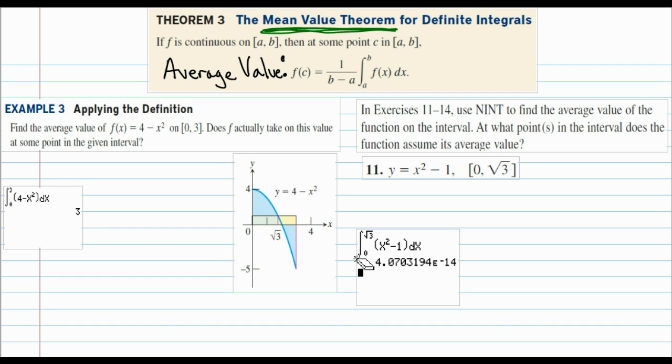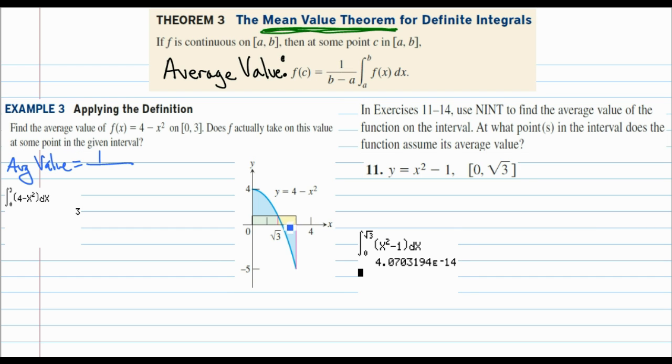So the average value, according to our little theorem here, is going to be 1 over the span of x values, so 3 minus 0, times the integral from 0 to 3 of f of x, or 4 minus x squared dx. I used my calculator because I don't know how to find that integral just yet. We will soon, but I don't now. I know how to use my calculator, find the integral from 0 to 3. So I have 1/3, and then times this is 3, so my average value is actually 1.